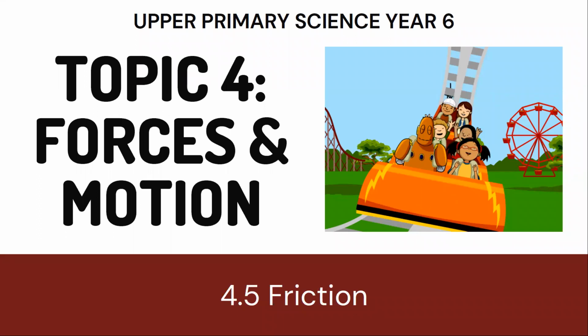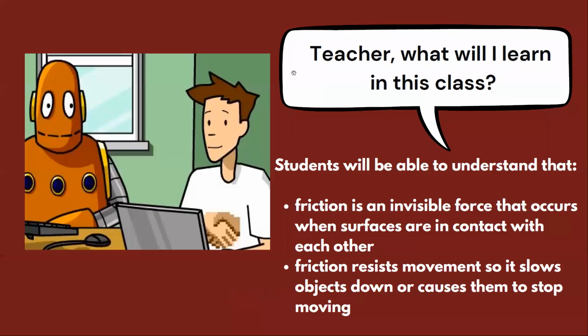Friction. I think all of you know what friction means. Maybe some of you have already learned this topic. Never mind, just take this as a revision. First things first, our objectives. Number 1: we'll be able to understand that friction is an invisible force that occurs when surfaces are in contact with each other. Number 2: we'll understand that friction resists movement, so it slows down objects or causes them to stop moving.